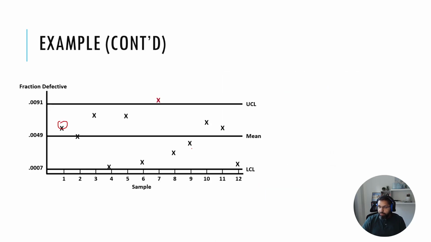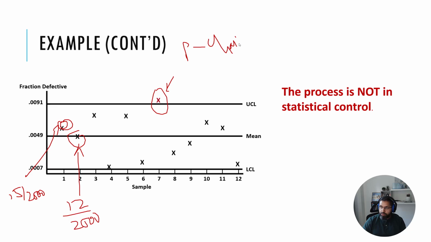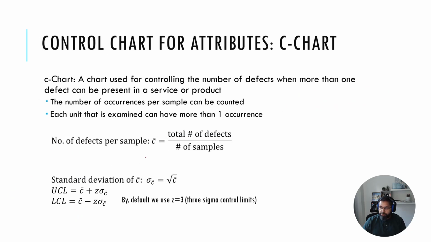So this X comes from 15 divided by 2500. And this comes from the second sample, which had 12 defects over 2500. Okay, so I plot the samples and I see that sample 7 is above the upper control limit. So the process is not in statistical control. Okay, that's what a P chart looks like, and that's how you create it using the formulas we talked about.